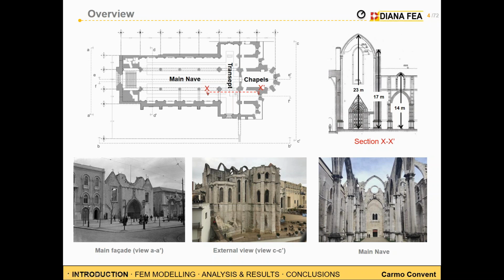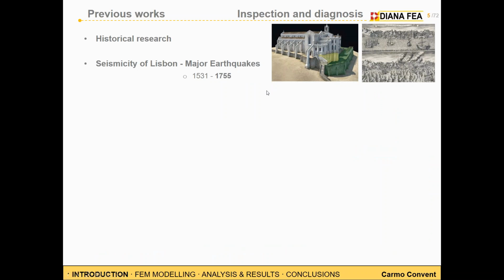And as you can notice, it doesn't have a roof system. This is because it suffered many earthquakes during its history, and the most severe seismic actions occurred in 1531 and 1755. After the last major earthquake, locals decided to leave Carmo Convent as it is, damaged as it is, in order to make it become a symbol of this strong earthquake.